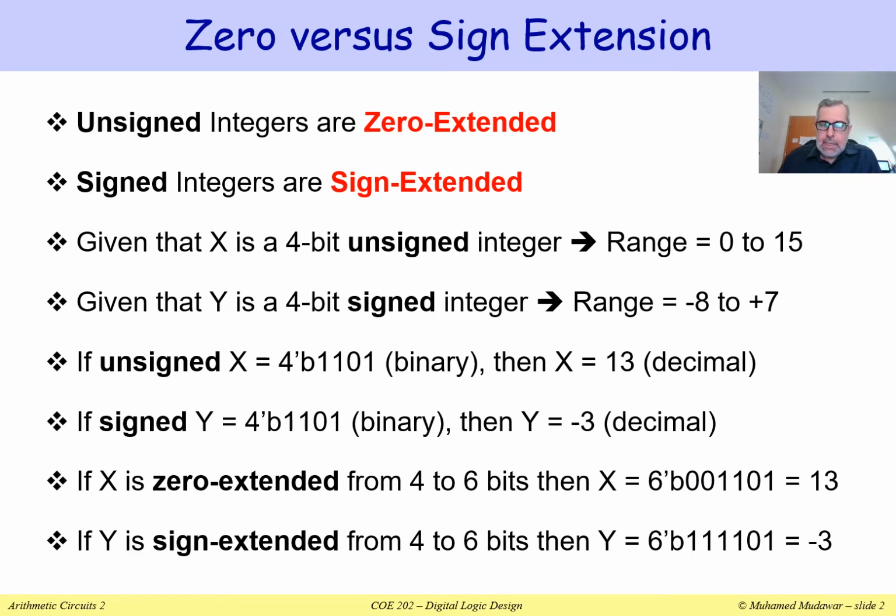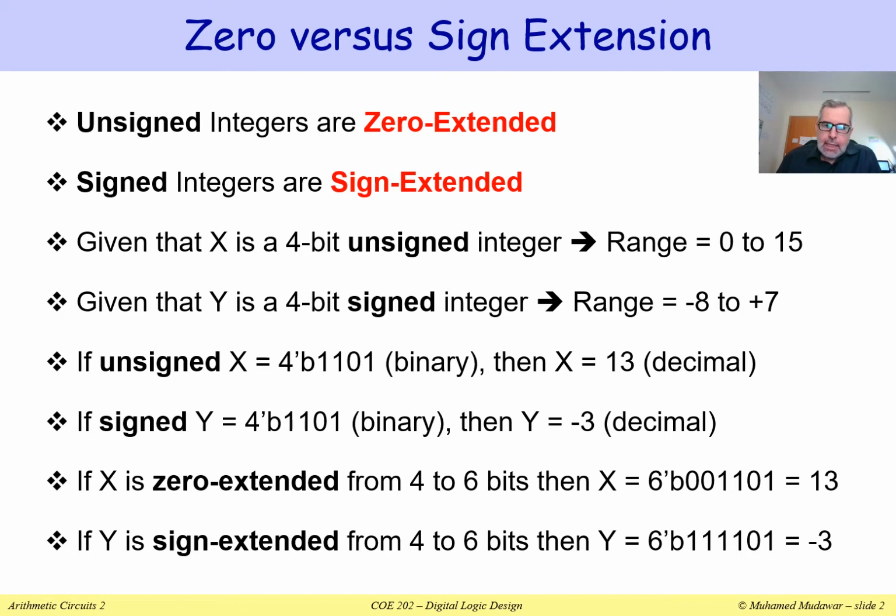So far we have seen unsigned integers and we have seen signed integers, and the focus here will be on the 2's complement representation. This is the standard way of representing signed integers on computer systems today. So the focus will be on the 2's complement representation only. I'm not going to talk about sign magnitude or the 1's complement representation.